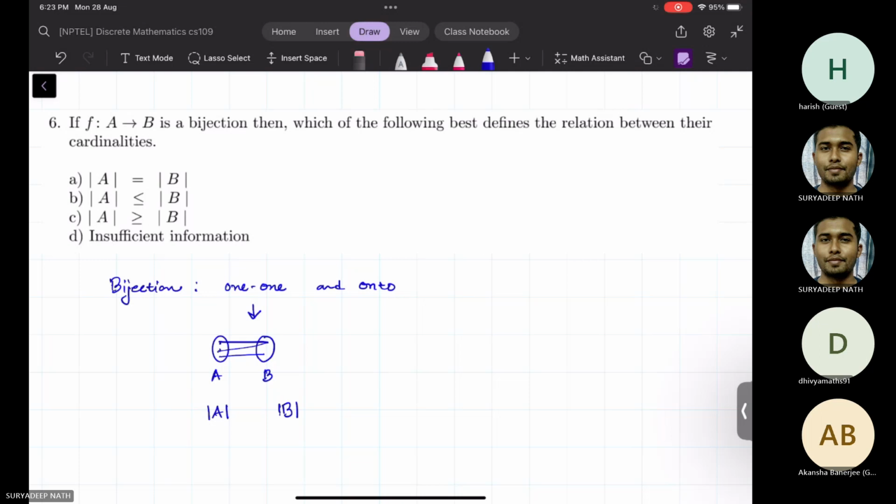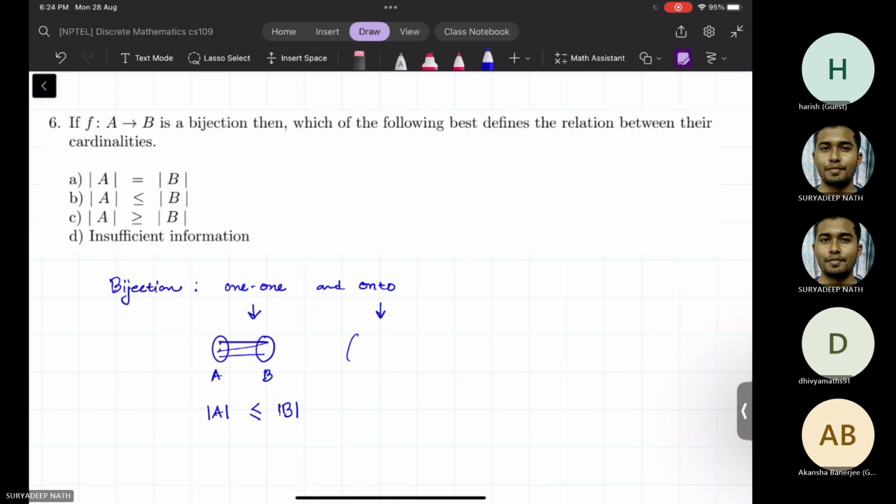Cardinality of A is less than B. Yeah, you are right. So it would be cardinality of A is less than B because all the elements in A will be covered. So every element will have an image, but every element in B may or may not have a pre-image because it is just 1-1. We don't know whether it's 1-1 and onto. If we just consider it as 1-1, there could be some elements in B that may not have a pre-image in A. Now come to the second one, onto.